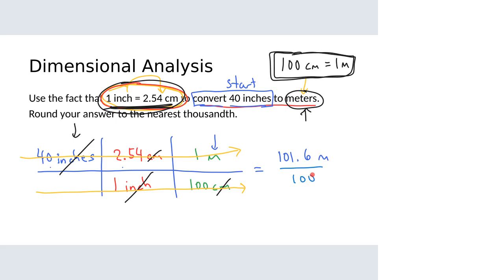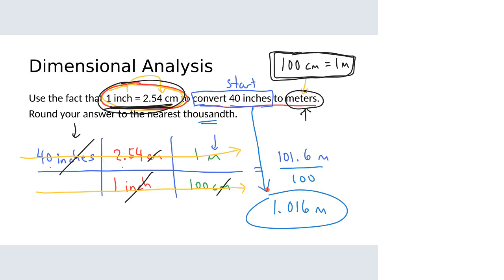And so the only thing left for me to do now is just divide those two numbers. 101.6 divided by 100. And I end up with 1.016 meters. This problem told me to round to the nearest thousandth. It's not that often that we round to the thousandth, but here we're told to, and that's 3 places past the decimal, and that's what I've got. So 1.016 meters. 40 inches is the same as 1.016 meters. And that's dimensional analysis.